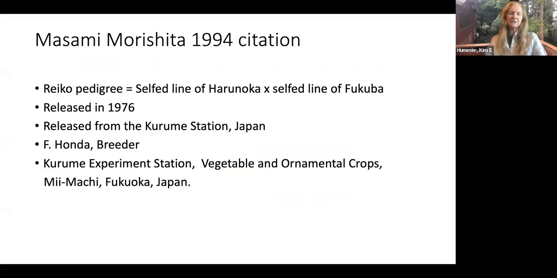We have a citation from Masami Morishita in 1994, who listed the pedigree of Daiko. It's a selfed line of Harunoka and crossed by a selfed line of Fukuba. It was released in 1976 from the Kurumi station in Japan. F. Honda was the breeder.